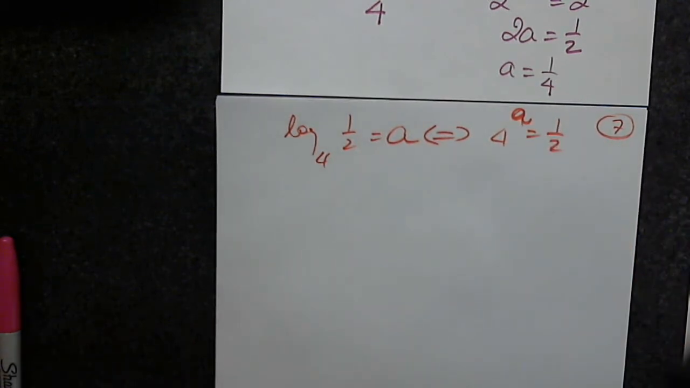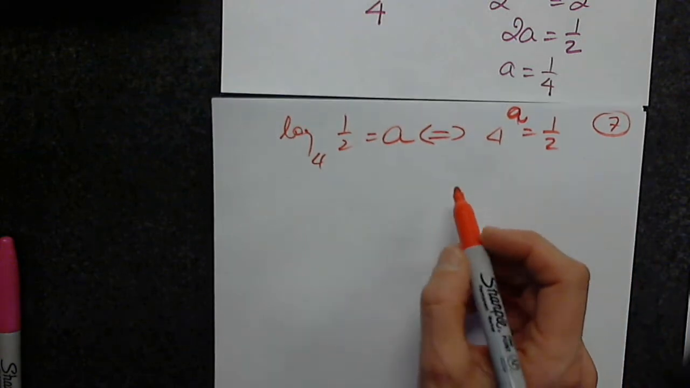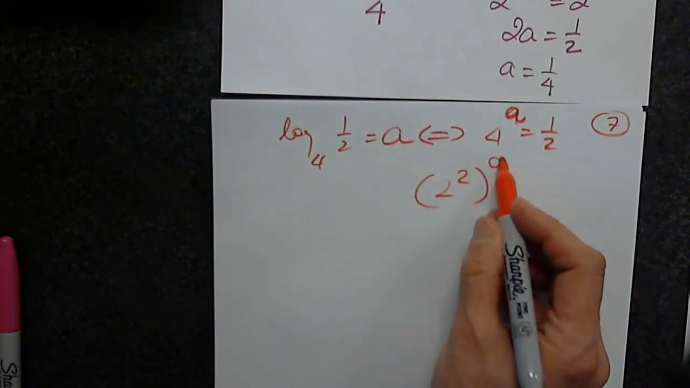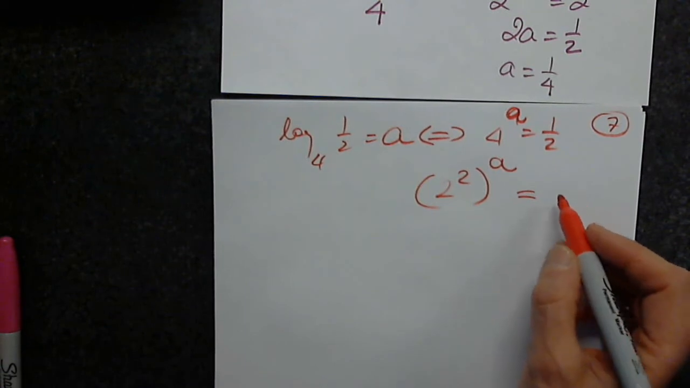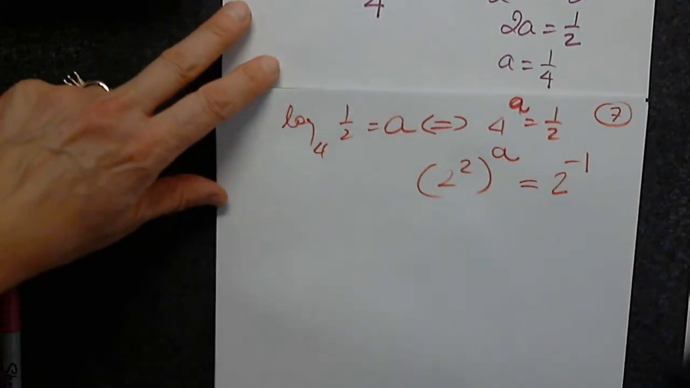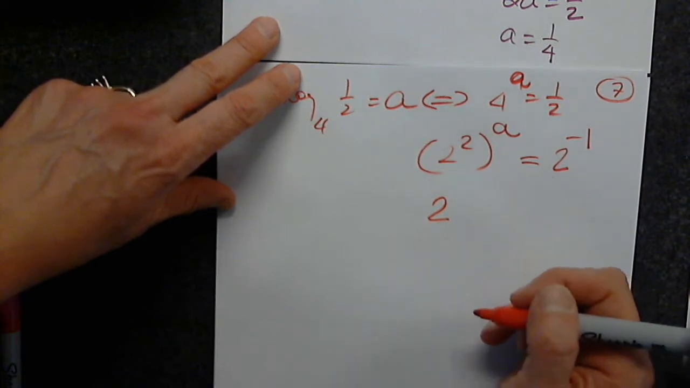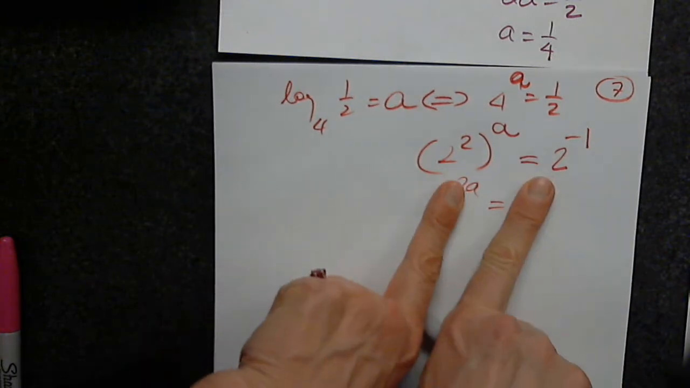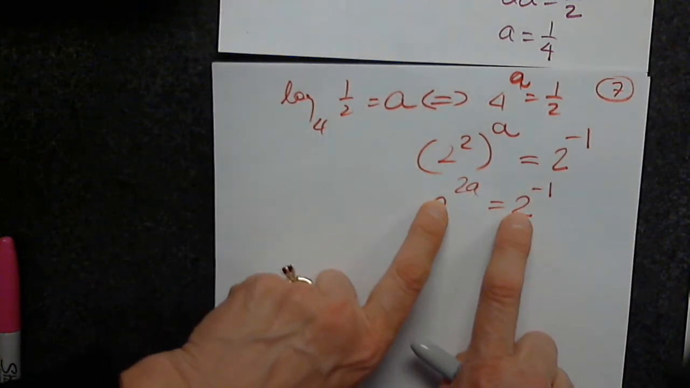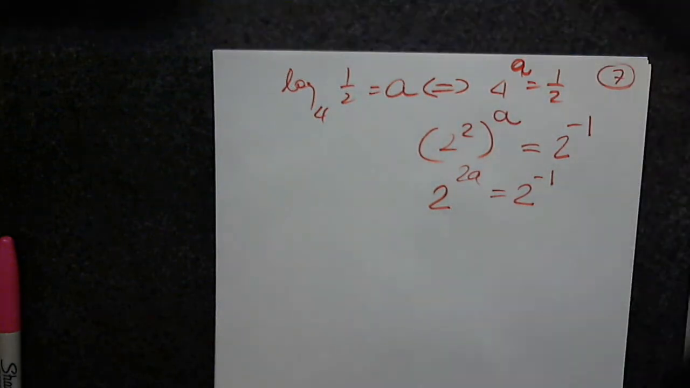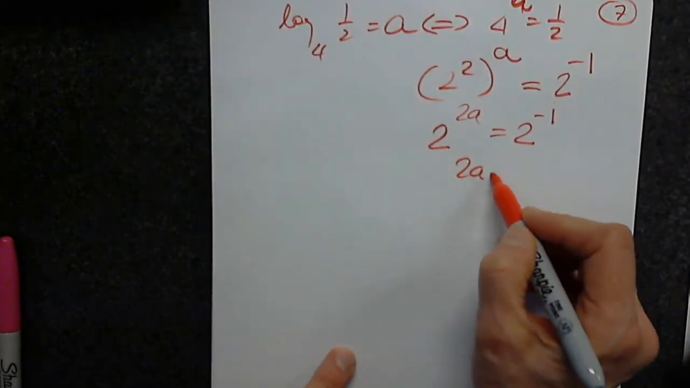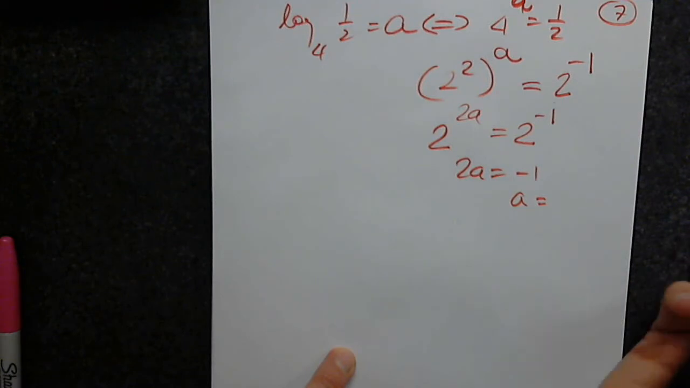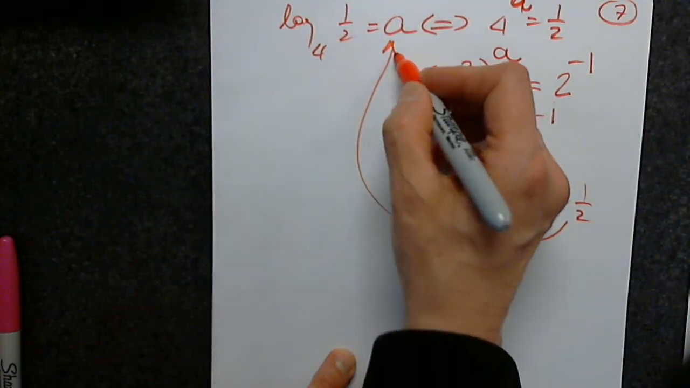Good. Now I'm hoping, because I don't know what else to do yet, that both sides have the same base. So the left-hand side will be 2 squared, everything raised to a, and the right-hand side will be 2 to negative 1. Perfect. So then the left-hand side is 2 raised to 2a, the right-hand side is 2 raised to negative 1. Two numbers are equal, and they have the same base. So the conclusion is that 2a equals negative 1, so a equals negative 1/2, so that's the number here.